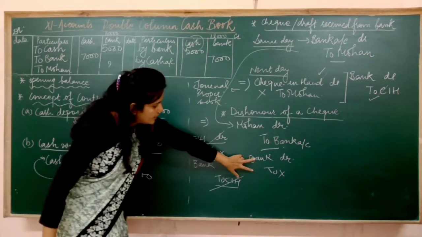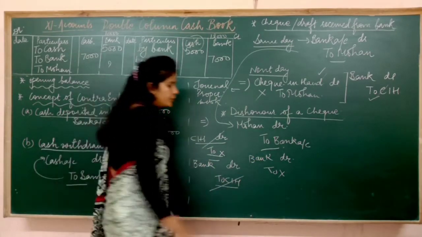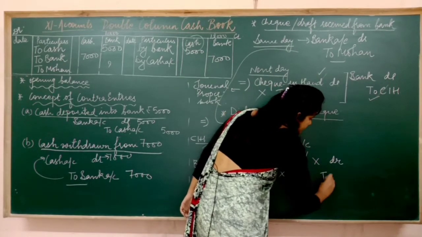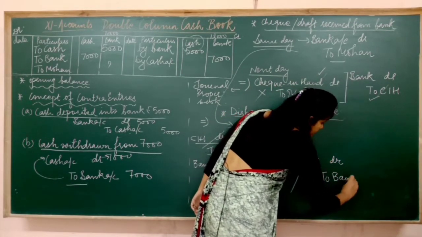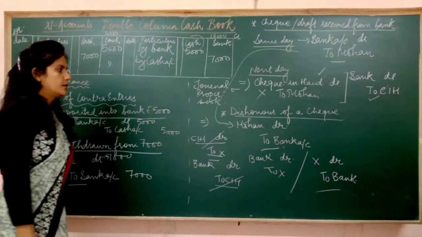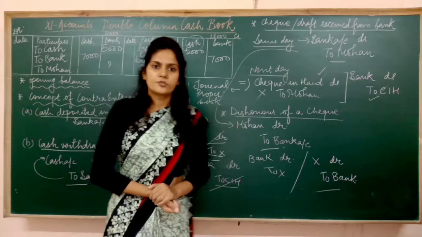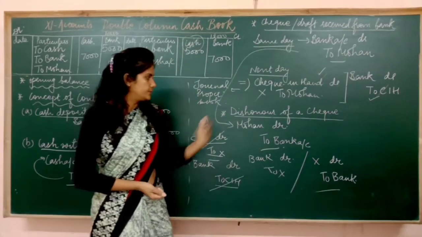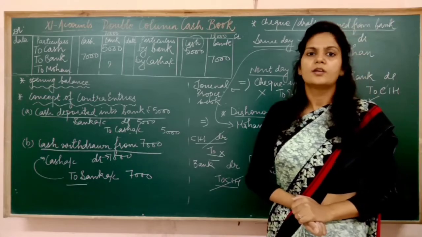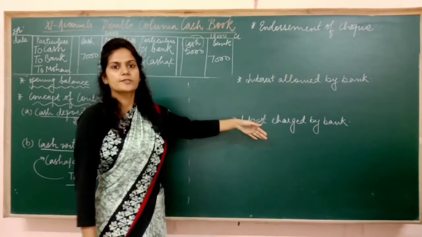And now if the same check gets dishonored, then we are going to reverse the entry, that is X debited to bank. So I hope this point is clear to you all. Just have a look on this. One more transaction is left that I am going to discuss now. Let's discuss the leftover transactions.